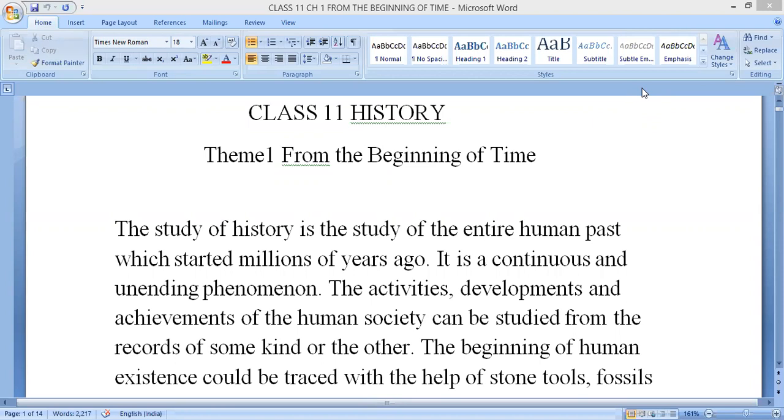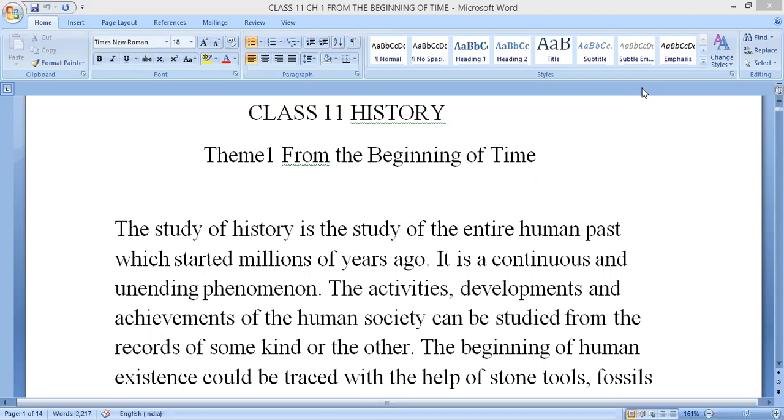Well, this year you will be introduced to different themes which have been taken from different parts of the world. Very interesting journey we are going to have this year. So, without wasting any time, let's start with the very first theme of the history book, From the Beginning of Time. This is the name of the chapter. And this obviously suggests that we are going to talk about the prehistoric era of human history.